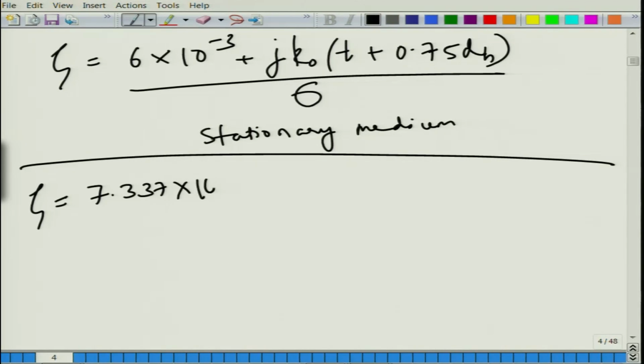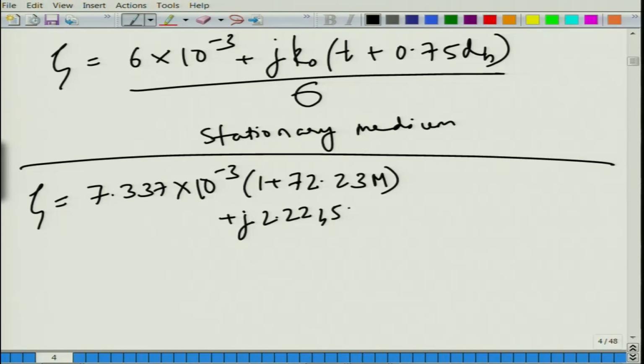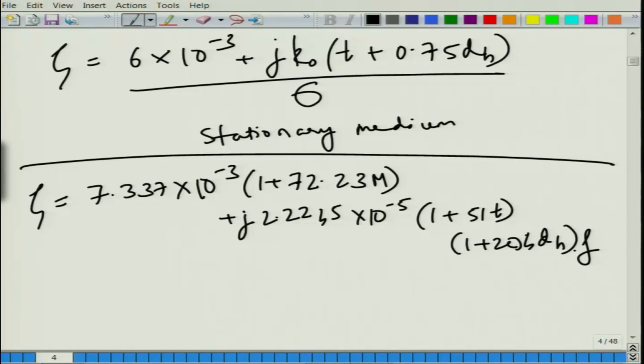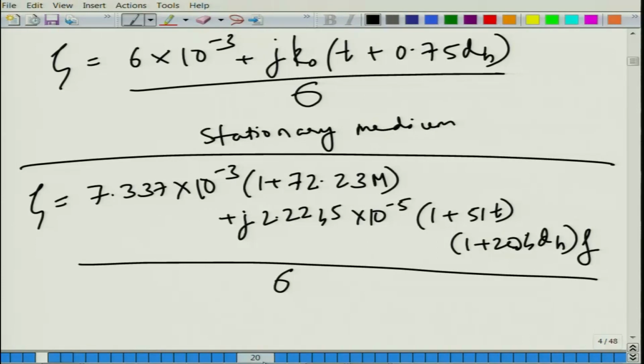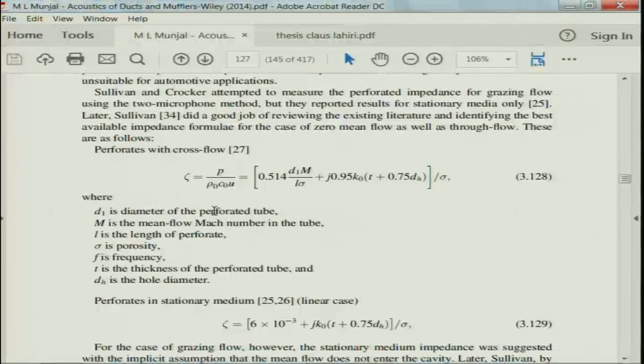It is 7.337 times 10 to the power minus 3. This expression was published by Rao and Munjal, and I am writing it down. We might use one of them for our MATLAB demonstration for evaluating the transmission loss. Here we get this kind of thing, 1 plus 51 t and 1 plus 204 t h and f. So, this becomes a bit messy. Let me just go directly to the book by Munjal, where these expressions are given.